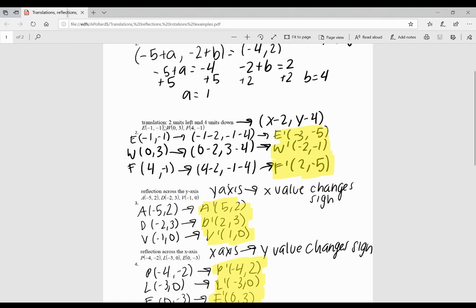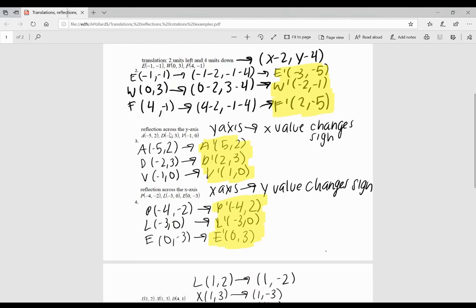Now we're moving on to translating these 3 points, 2 units left and 4 units down. If we're doing 2 units left, we're doing x minus 2. If we're doing 4 units down, we're doing y minus 4. So just plug in our points. -1 minus 2, -1 minus 4 gives us our -3, -5. 0 minus 2, 3 minus 4 gives us -2, -1, and 4 minus 2, -1 minus 4 gives us our 2, -5, and that would be your answers.